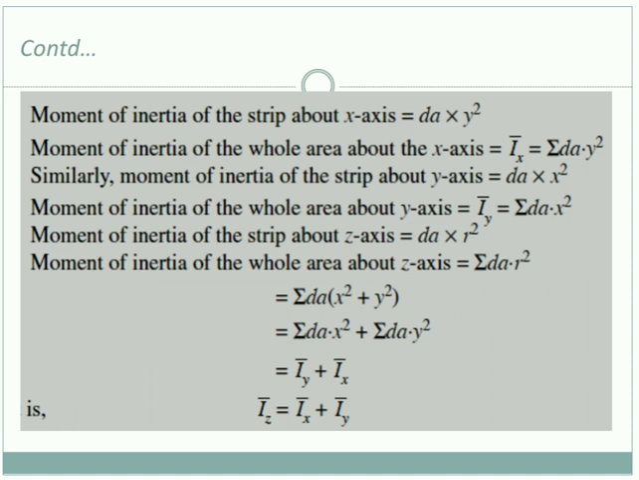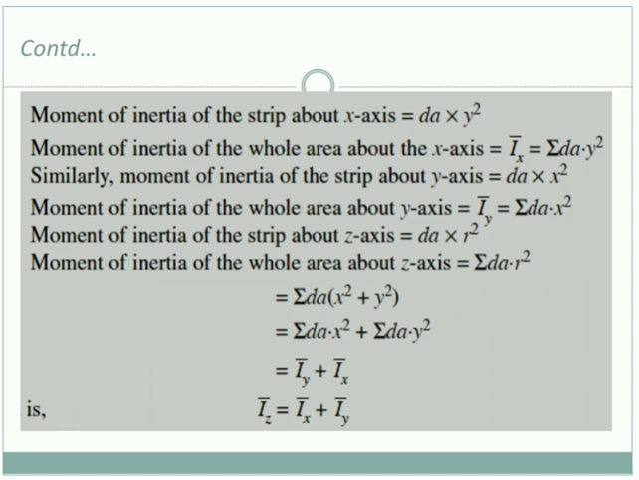So what have we done here? It's the perpendicular axis theorem. We have taken three axes which are perpendicular to each other, and we have proved that if we want to find the moment of inertia about one axis, it will be equal to the summation of the moment of inertia about the other two perpendicular axes. So briefly, how have we gone?